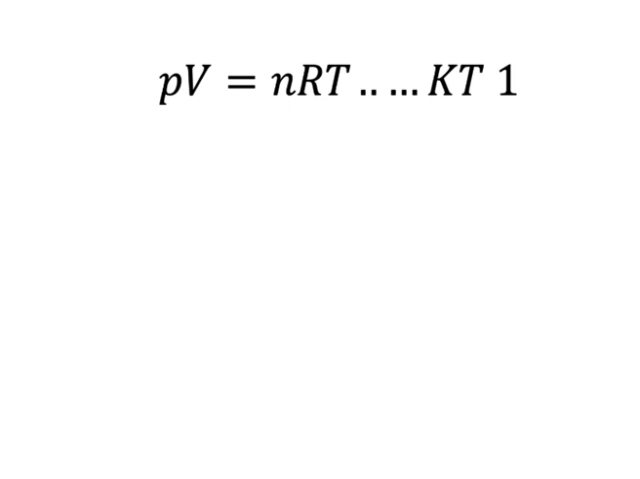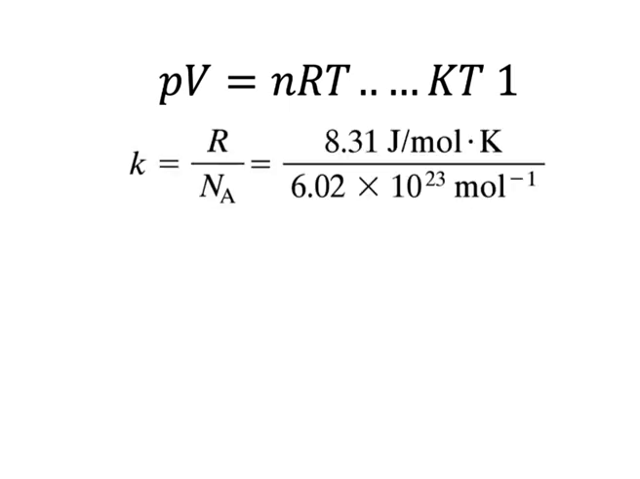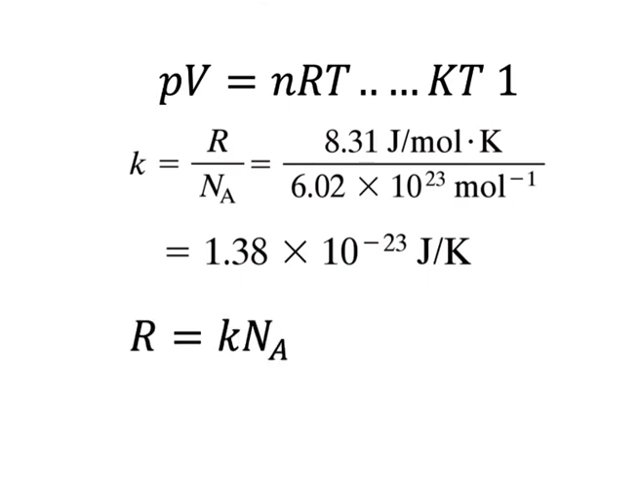We can rewrite equation KT1 in an alternative form in terms of a constant called the Boltzmann constant k, which is defined as k = R/NA. Substituting the values of R and NA, we find its value to be 1.38 × 10^-23 joules per kelvin. This allows us to write R = kNA.